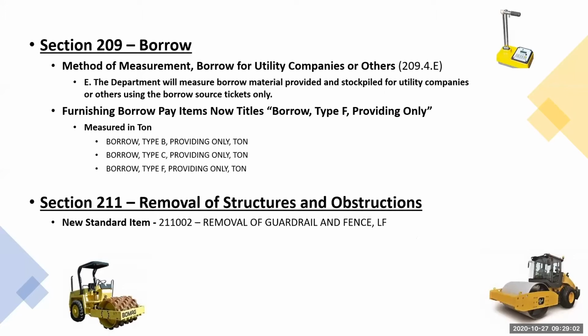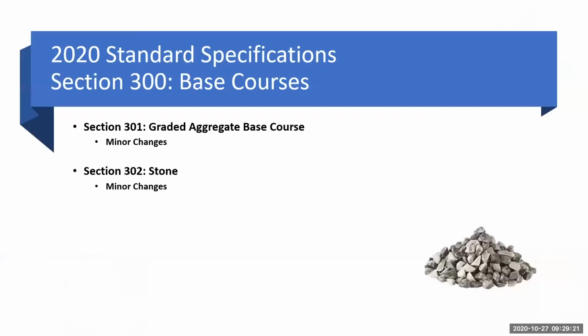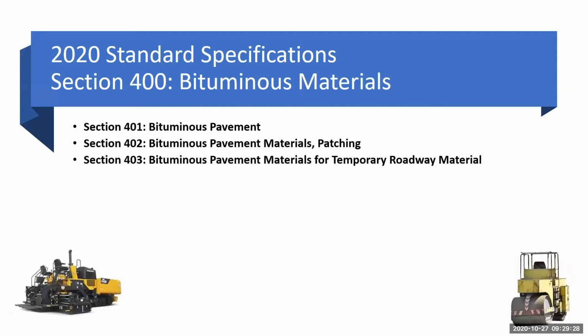Again, 209 borrow, we did provide some clarification of what borrow providing only is, borrow type B, C, and F, and to the method of measure, or into the item description. So a couple of item descriptions there, same item, just a clarification of the description. 301, not a lot of changes in 301 or 302, minor clarifications, some listings, some general gist.